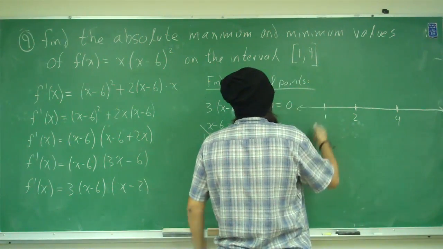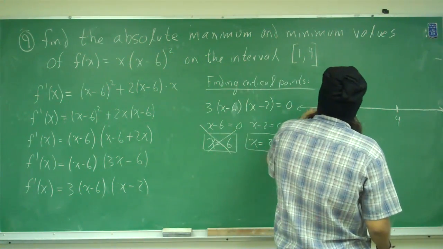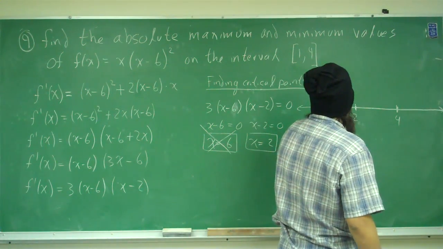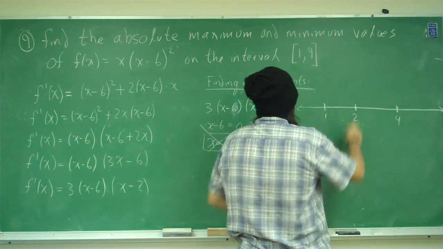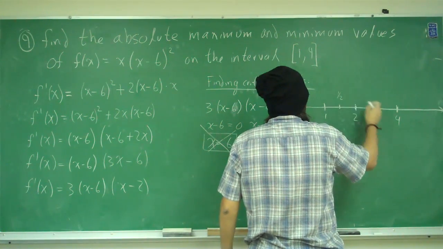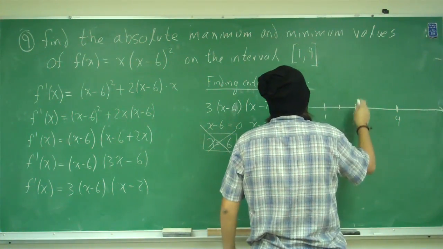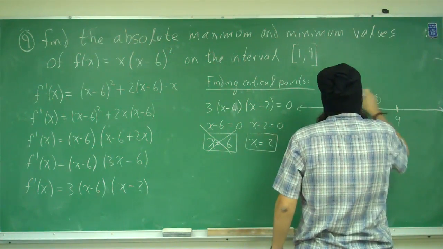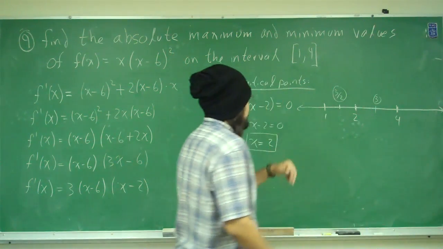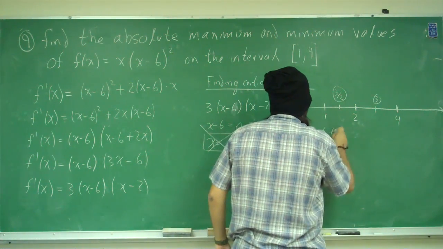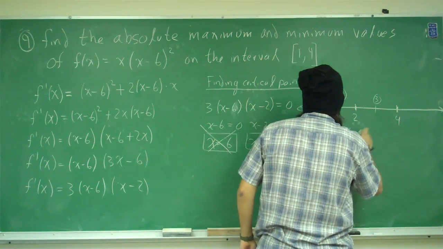Now I'm going to grab test points. I can't grab a test point outside, only in between 1 and 2 and between 2 and 4, since that's our domain. So I'm going to go ahead and pick 3 halves, between 1 and 2. And between 2 and 4, I'm going to pick 3. Alright, so now I'm going to test these points. So test the test points.